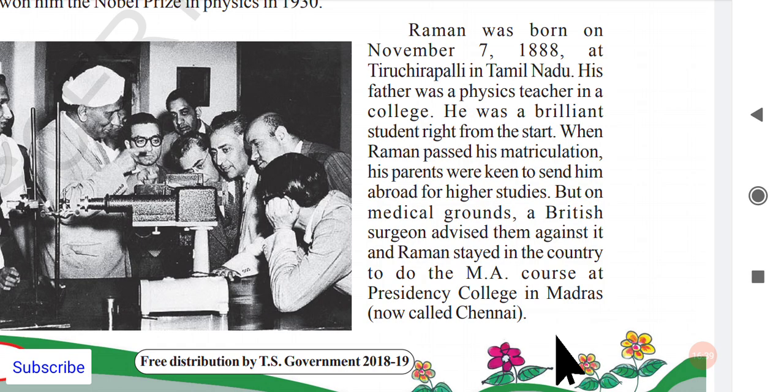In the army, for each group there is one surgeon, just like a doctor. If anything happens to any soldier in that particular group, this doctor takes care of them. So he suggested that C.V. Raman's parents not send him to any foreign country, and advised them to continue his studies in India. Because of his advice, C.V. Raman continued to study in India, in Chennai. And what is the college he studied in? Presidency College in Madras, very, very famous.